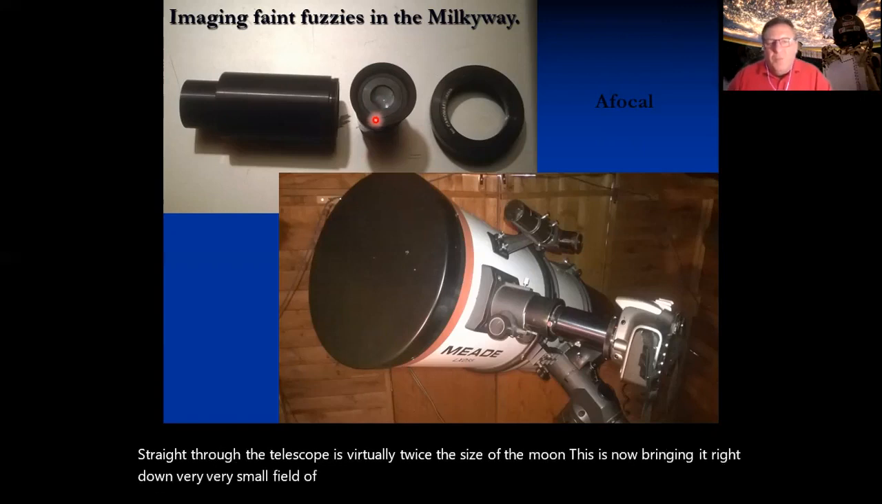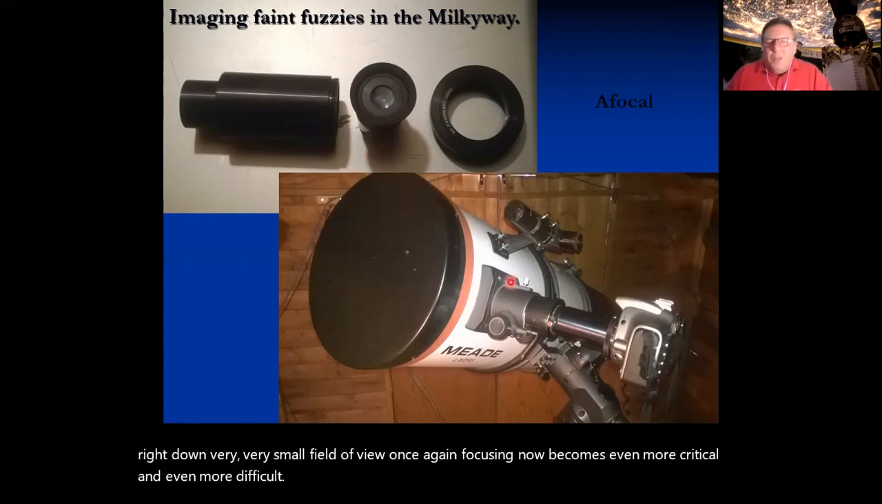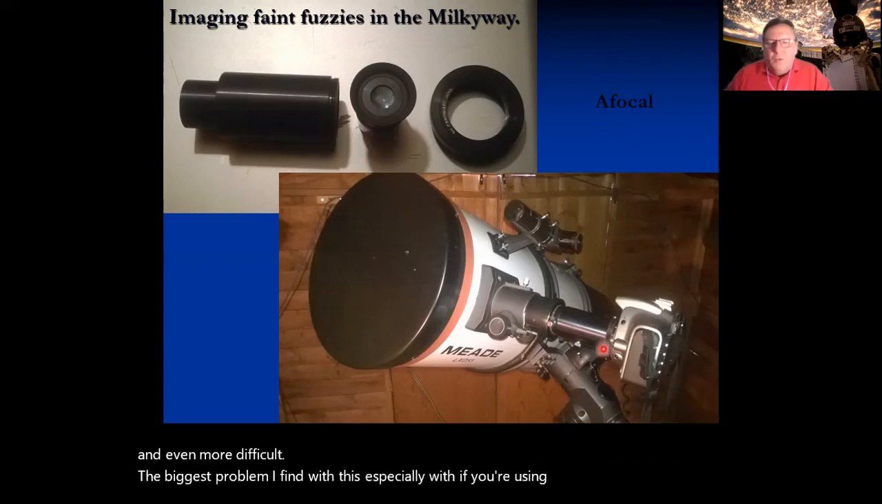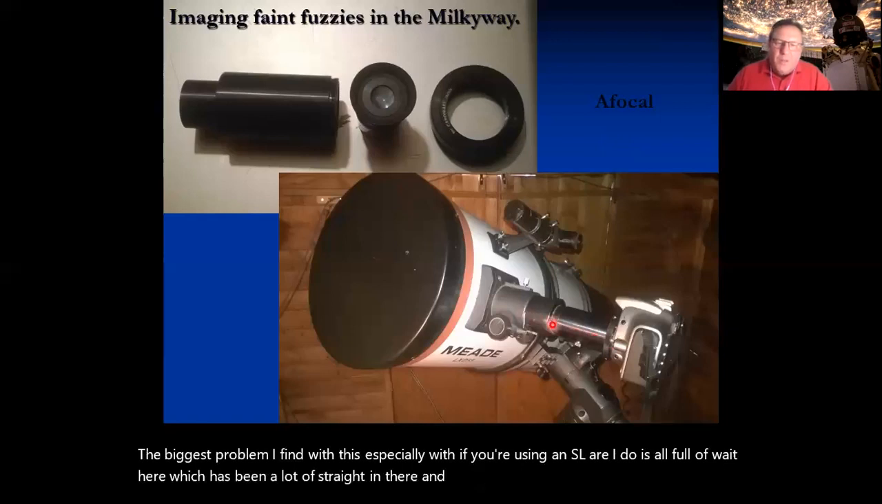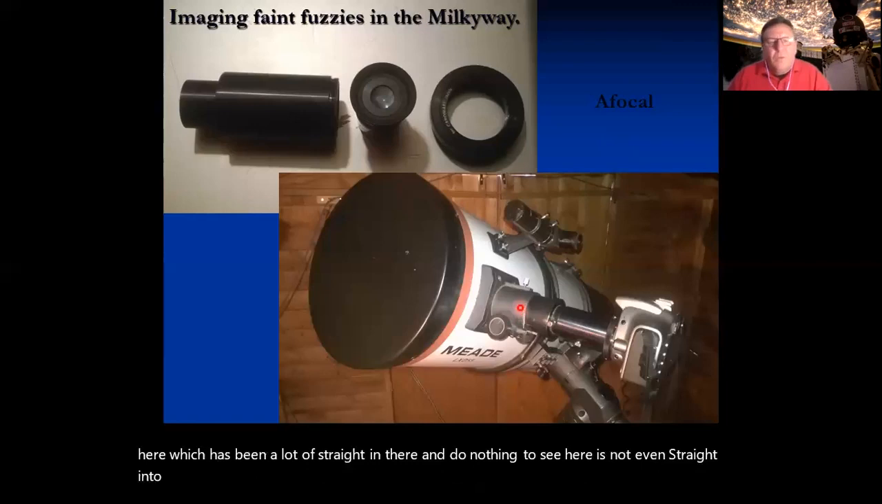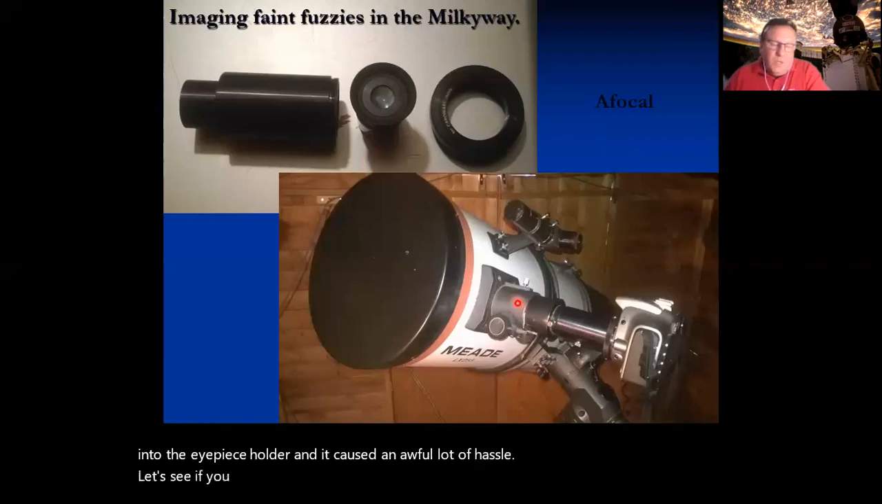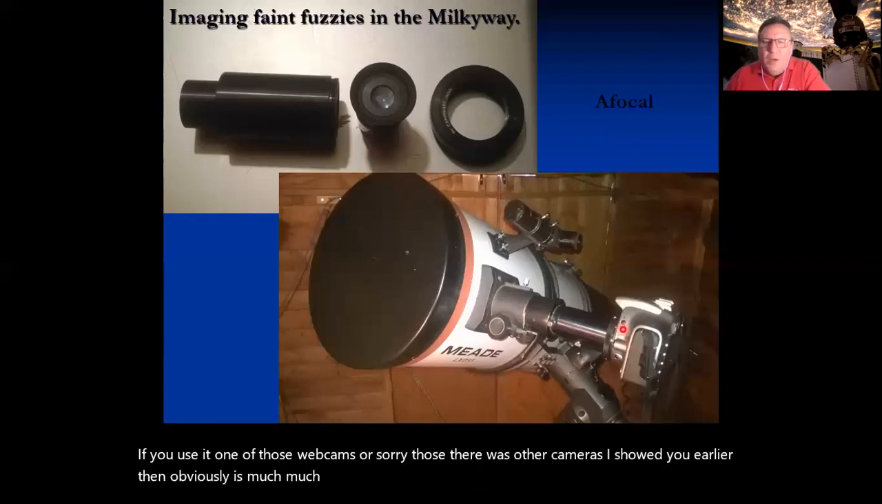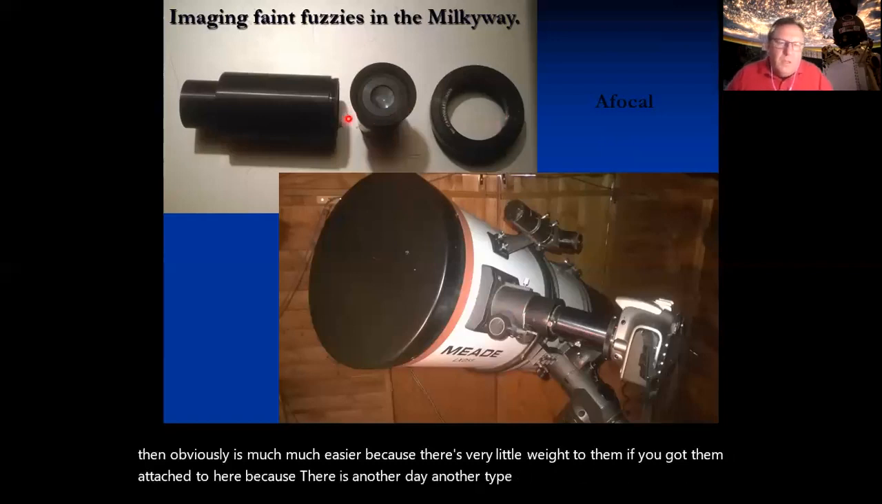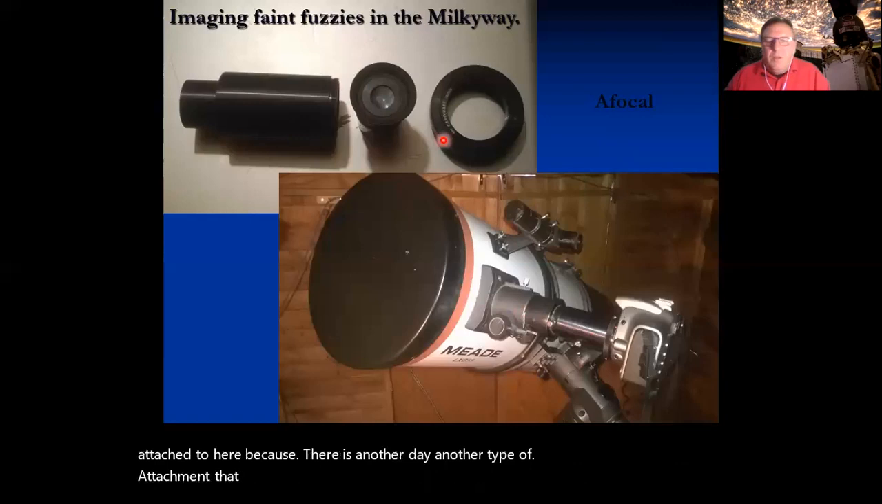Once again, your focusing now becomes even more critical and even more difficult. But I'd say the biggest problem I find with this, especially if you're using an SLR like I do, is there's an awful lot of weight here, which is putting a lot of strain there. And I think you can actually see here, it's not even straight into the eyepiece holder, and it causes an awful lot of hassle. If you're using one of those other cameras I showed you earlier, then obviously it's much easier because there's very little weight to them if you've got them attached to here. There is another type of attachment that actually allows you to slide a camera straight into that, rather than attaching it to an SLR camera like this.